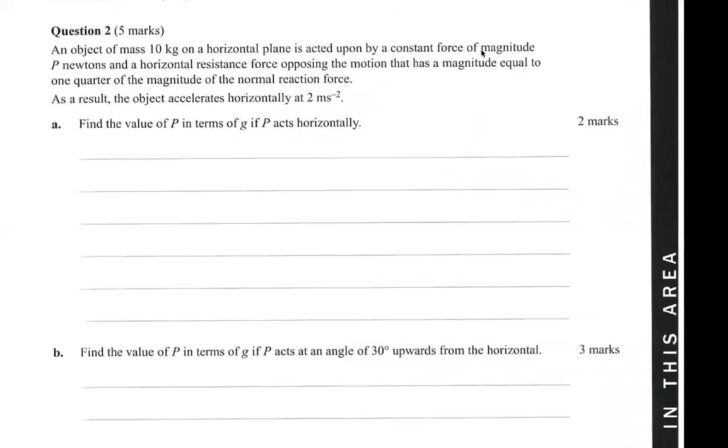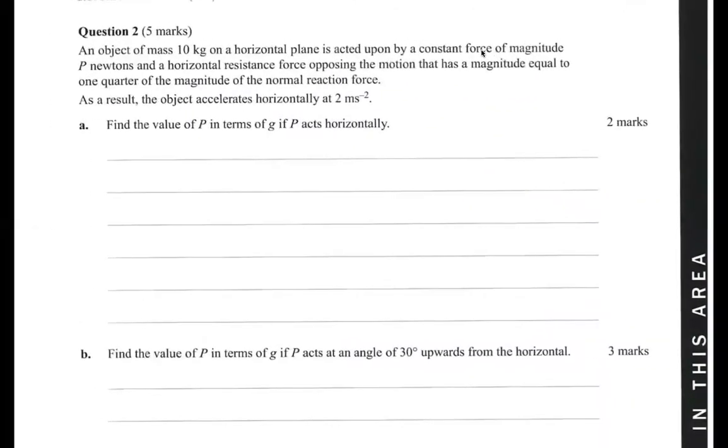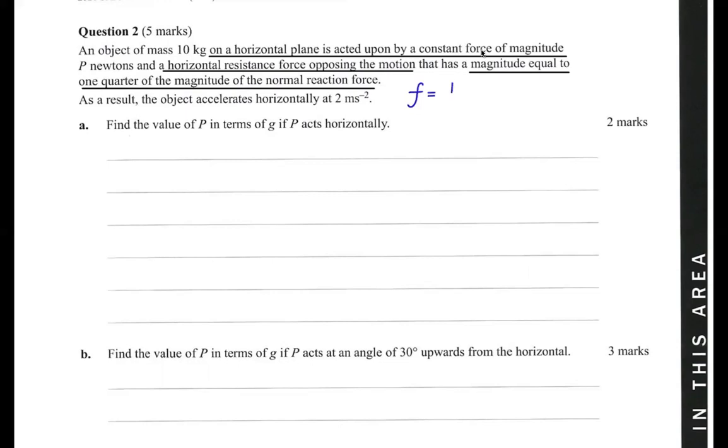So let's look at the next one. An object of mass 10 kilograms on a horizontal plane is acted upon by a constant force of magnitude P newtons and a horizontal resistance force opposing the motion that has a magnitude equal to 1/4 of the magnitude of the normal reaction force. So basically, I would say the friction force is just 1/4 of the normal force. As a result, the object accelerates horizontally at 2 meters per second squared. Find the value of P in terms of g, if P acts horizontally.